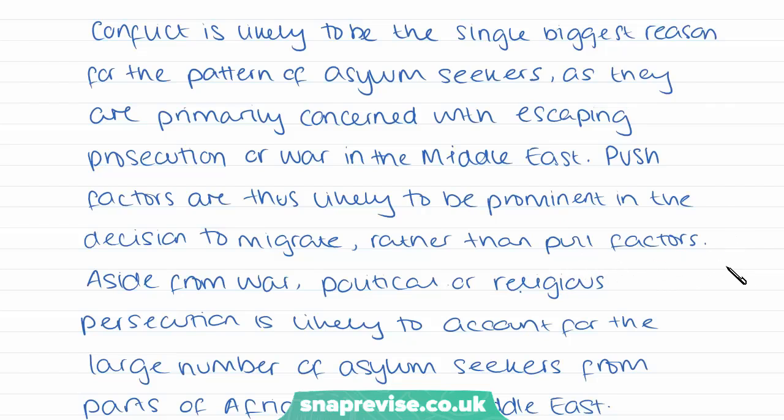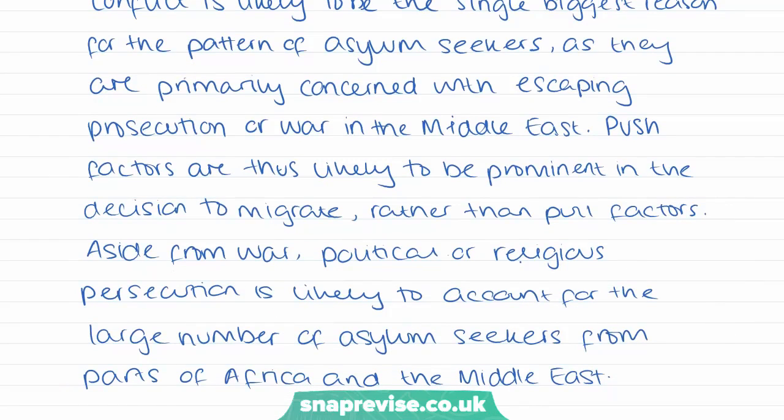So that's essentially a big statement saying that these people are leaving their countries because of the fear of persecution rather than the attractiveness of living in the EU. They're moving there for their own safety. And then, aside from war, political or religious persecution is likely to account for the large number of asylum seekers from parts of Africa and the Middle East.